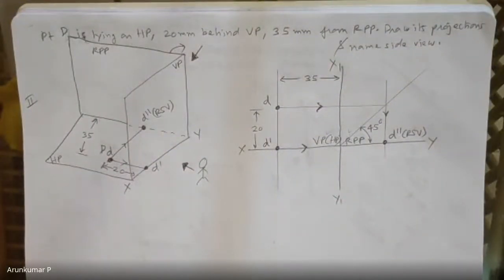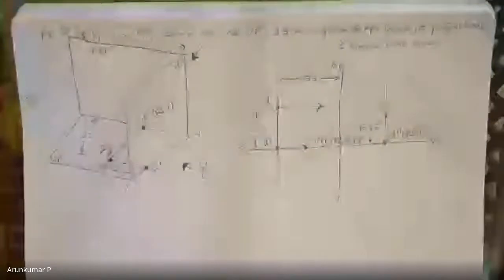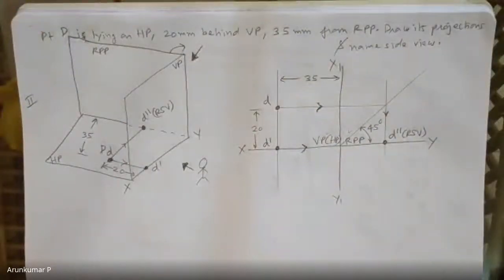Now see, all the problems that we have solved till now, we have always dealt with problems involving a single point. Point A, point B, point C, point D. It is always a single point, a single object. But it need not always be like this.